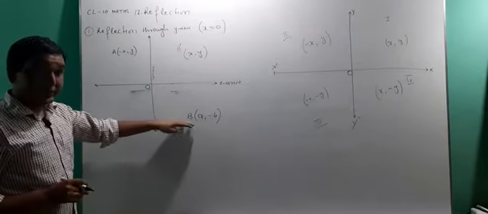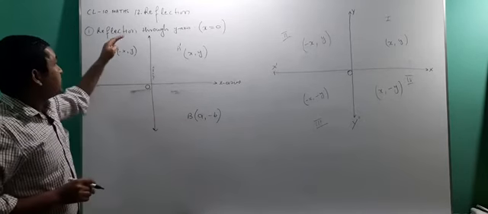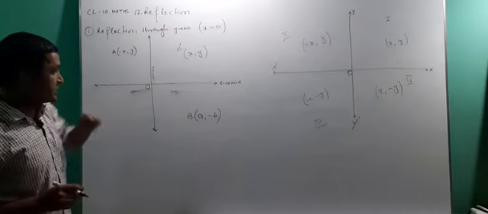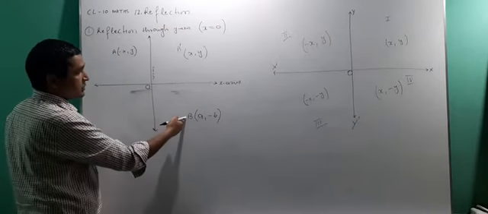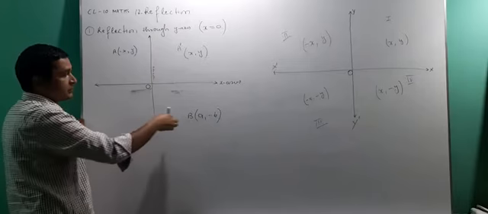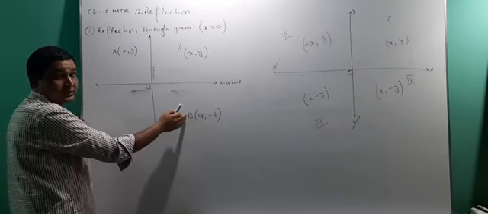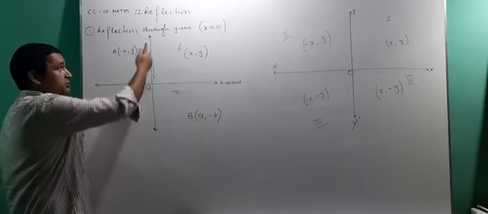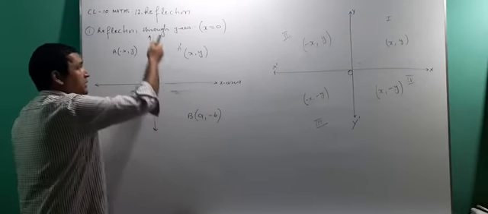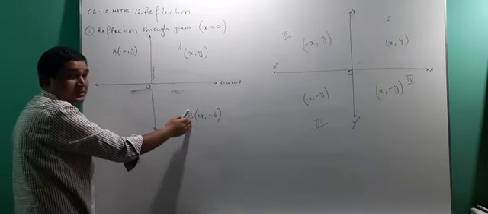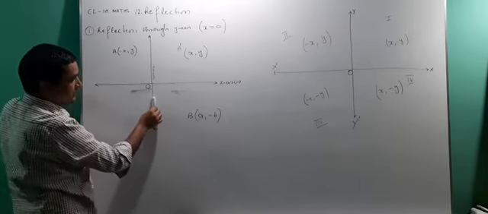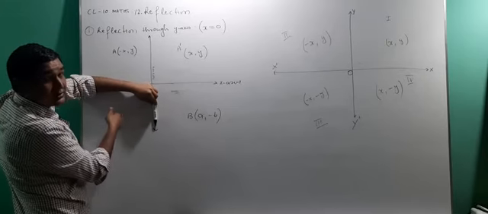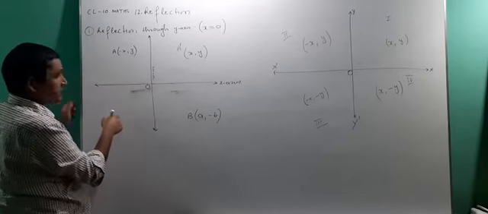Then suppose this is b. Same way, reflection through the y-axis. Now the mirror is this side. That means this object is reflected to this side. The image is formed behind the mirror. Remember, this is not the mirror. This vertical line is the mirror. Then the object is here. When this is reflected through this mirror, the image is formed behind at the same distance behind this mirror. That means in the fourth quadrant.